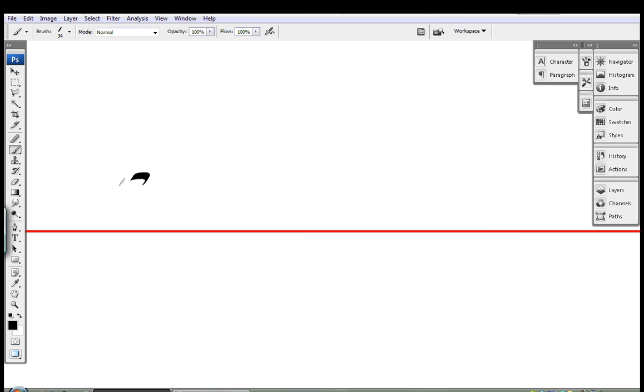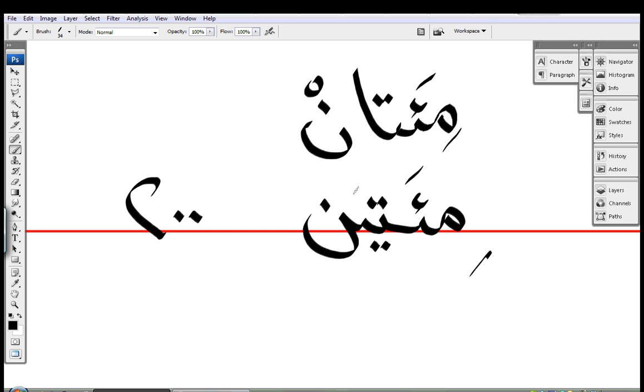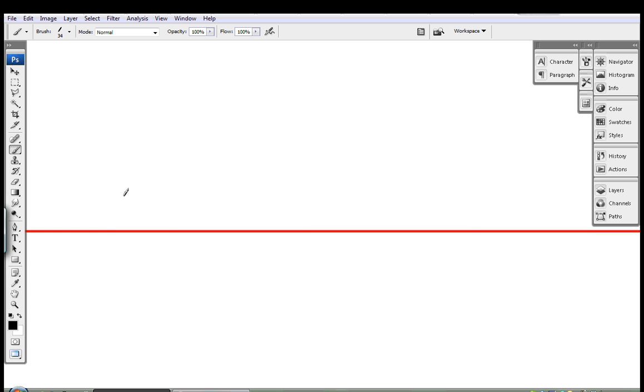How do you say 200? 200 is in Arabic mi'atayn. Okay? Or mi'atan. Mi'atan or mi'atayn. Now 300. Now you will notice something when we go from 300 to 900.